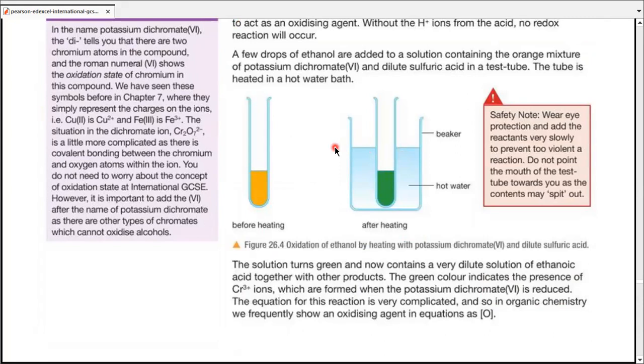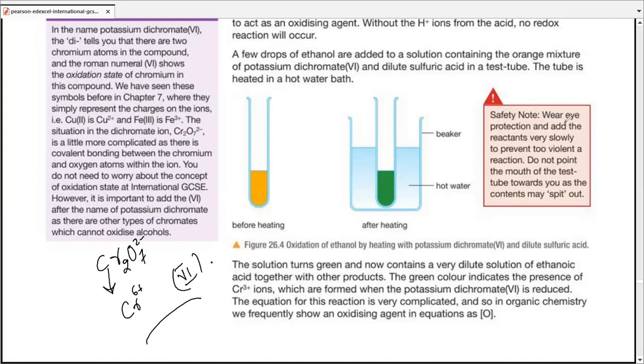All right. Now, there are a couple of things that we need to note. In the name potassium dichromate 6, di tells you that there are 2 chromium atoms. And then the Roman numeral 6 tells you that they have an oxidation state of 6 plus. Remember, we have seen these symbols before in chapter 7. Cu2 means that Cu has a plus 2 charge, or Fe3 means Fe has a plus 3 charge. Dichromate ion is Cr2O7, which has a charge of -2, but chromium in specific actually has a charge of 6 plus. That's why we write dichromate 6 in words. This is important to understand.